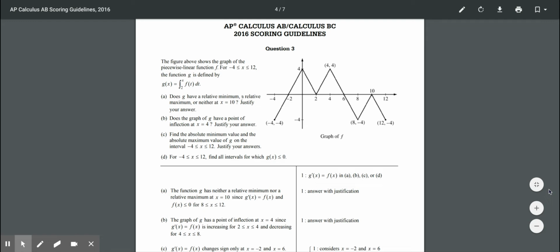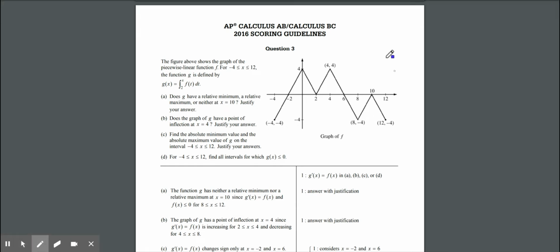Part A: does g have a relative minimum, a relative maximum, or neither at 10? Justify your answer. So we have to look right here, x equals 10. Well, I know that in order for a function to have a relative maximum, it needs to be increasing and then decreasing. A relative minimum needs to decrease and then increase. Or in other words, its derivative needs to be positive then negative, or negative and then positive. In order for that to happen, g prime of x, which equals f of x, would need to go from either below the x-axis to above or above the x-axis to below. So if I'm looking specifically at x equals 10, it's pretty clear that that does not happen. The graph of f just stays negative.